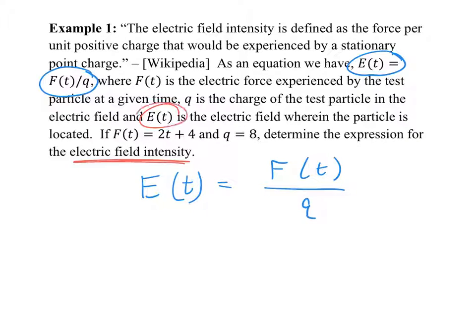That means determine this right here, E of t. So we're trying to figure out what that value is, or what that expression is. So let's plug in what we know. The force function goes here, and the constant Q goes here. So this fraction simply becomes 2t plus 4 over 8. And we're starting with an easy example, as we always do. 2t plus 4 over 8.